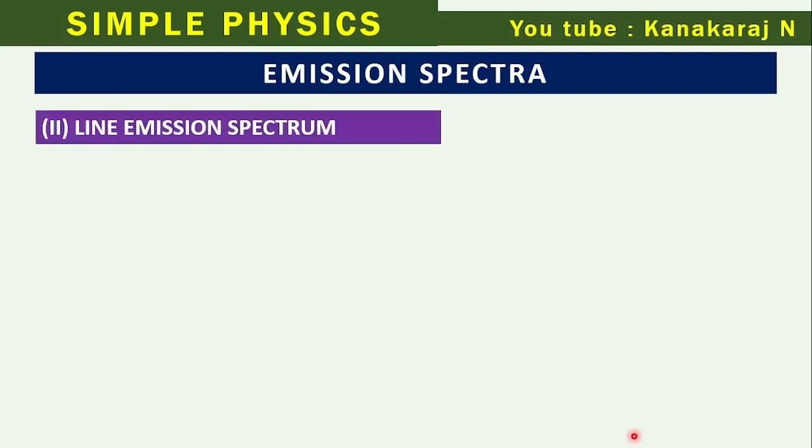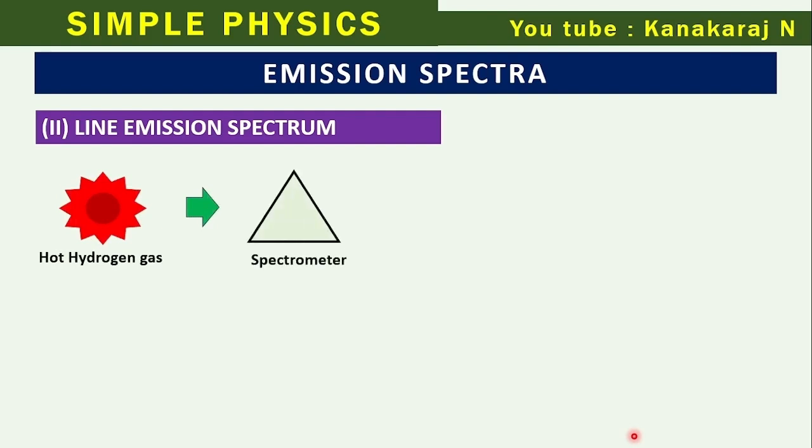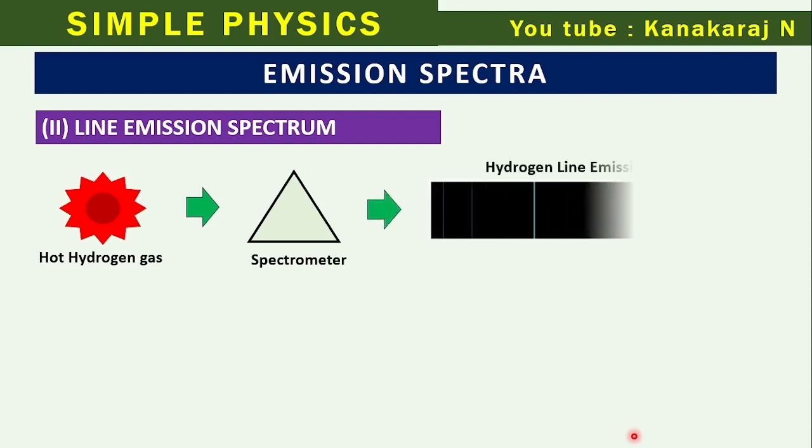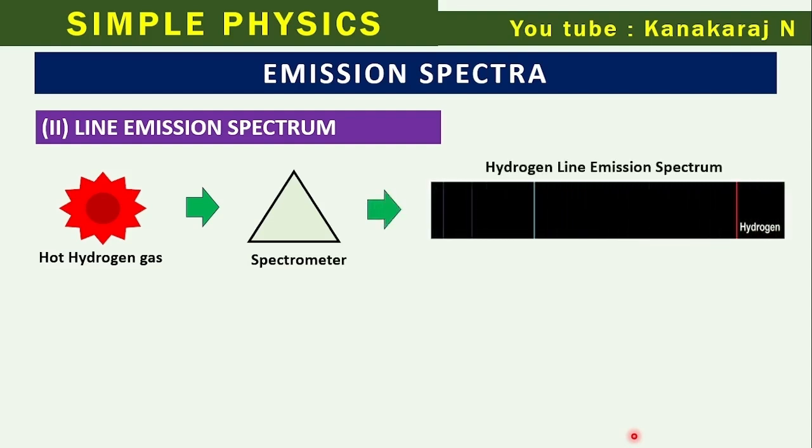The second one, line emission spectrum. Hot hydrogen gas gives out light and passes through the spectrometer. We get the hydrogen emission spectrum. It has definite lines in the dark background. They have definite wavelengths.